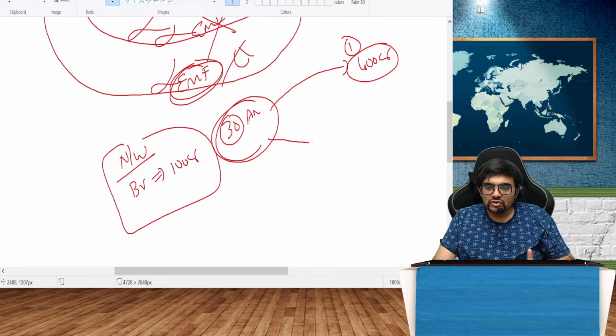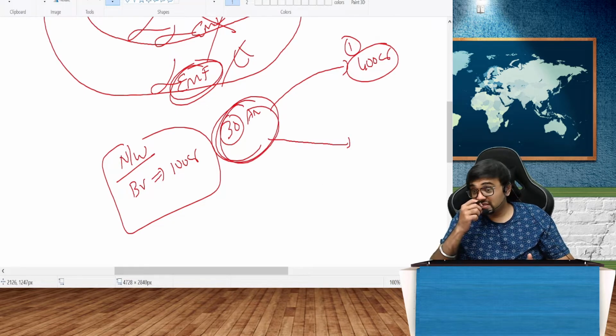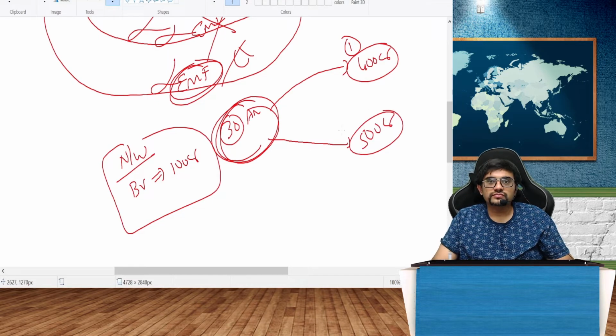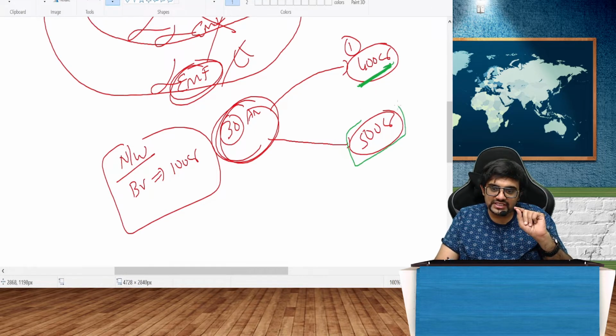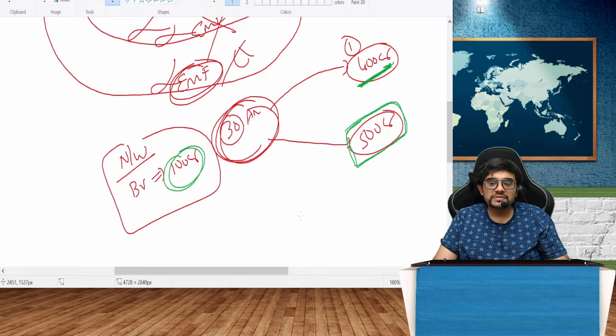But I will do a valuation of all these 30 assets, and that is coming up to 500 crore. What will be the full value of consideration? FMV of the entire slump sale, or FMV of the capital assets, whichever is higher, 500 crore. And what will be the cost? Book value. What will be the capital gain? 500 minus 100.